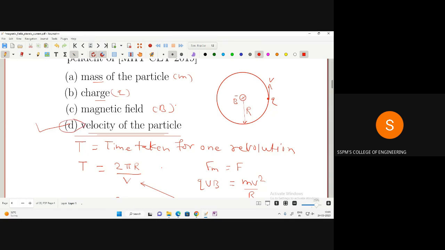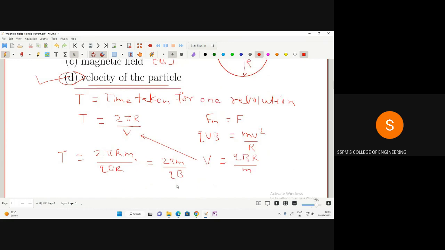Are you getting it? So in this example, what do you have to remember? The equation for magnetic force, the equation for electric force, and the equation for time period for one revolution of the charge. These three equations are essentially required to solve such types of examples. Now let us move to the next example.